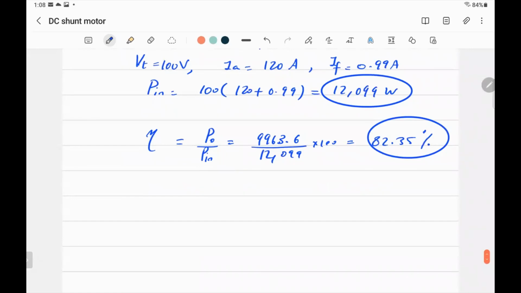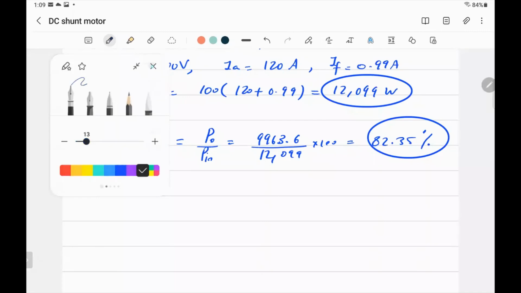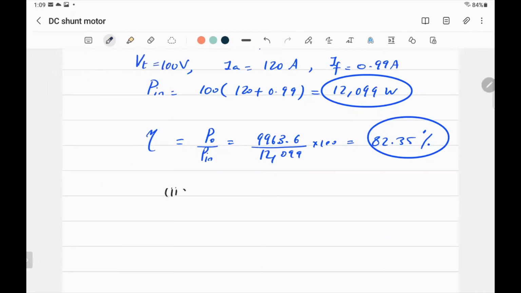When you do it at home, do the part that includes armature reaction, and I'll give you a hint on how to do it. If you assume that phi at full load is not equal to the no load, it will be equal to 0.95 phi of no load. It was given that armature reaction will reduce the voltage by 5%.